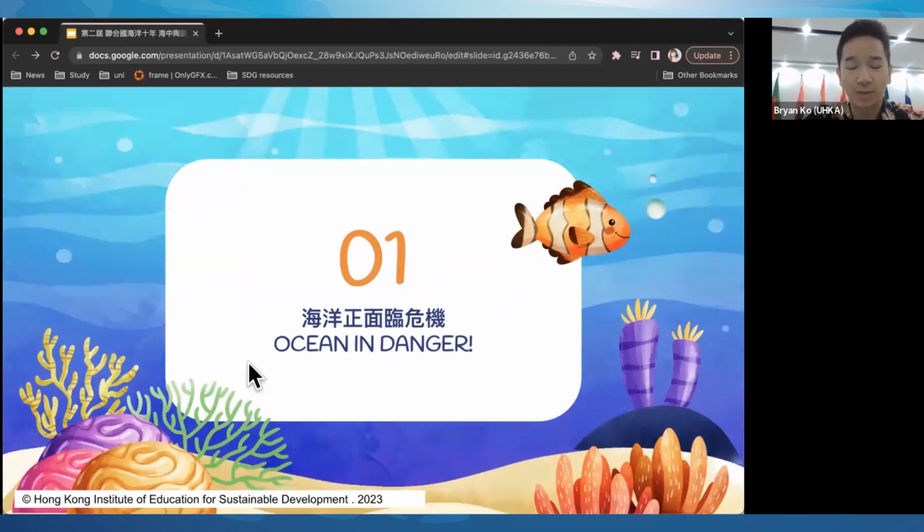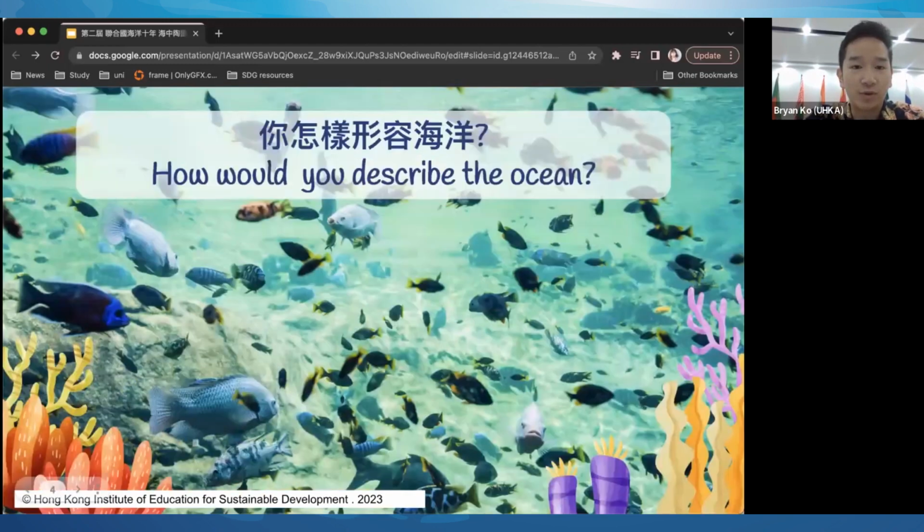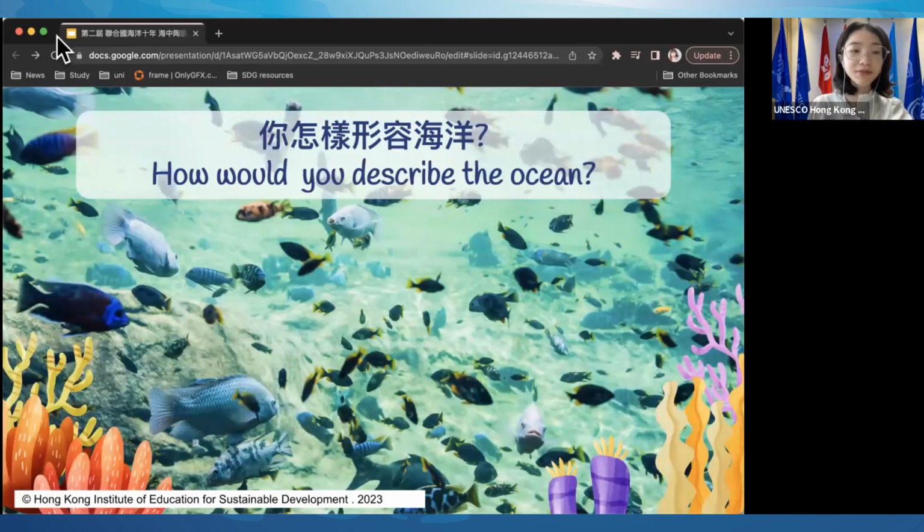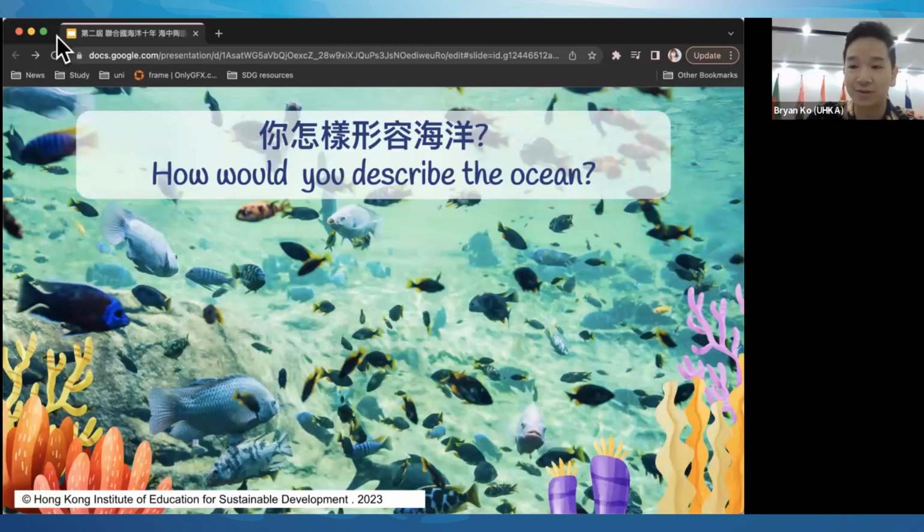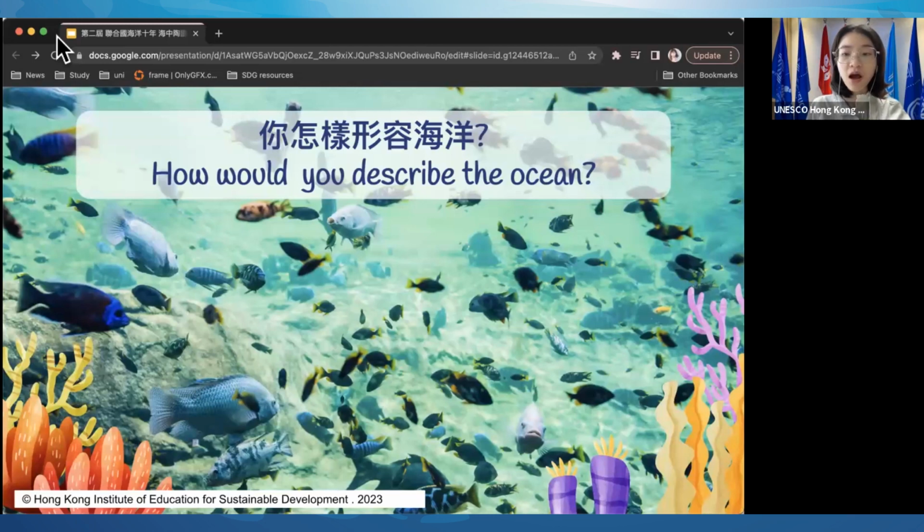I'll first talk about how our ocean is facing danger. What kind of dangers are we facing? So we'll now proceed to look at this photo. How would you describe this particular photo or the ocean? I can see there are many fish in the ocean. Yes, there are many fish, different kinds of fish. And also there are some pictures of coral reefs.